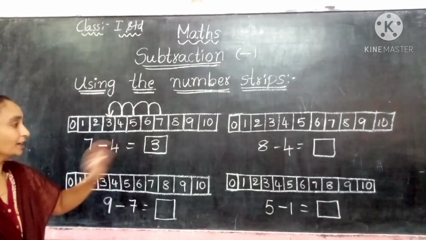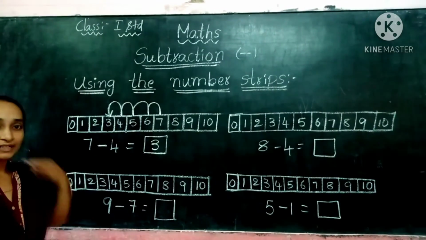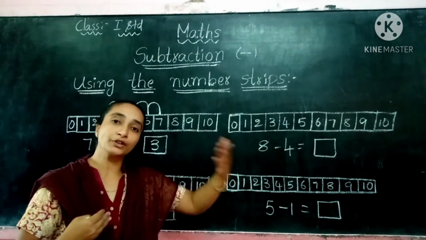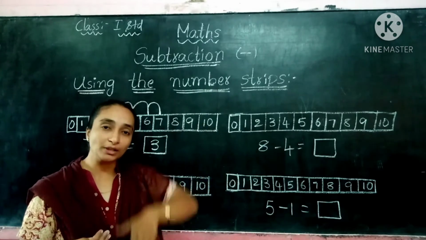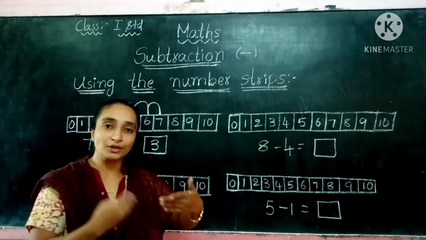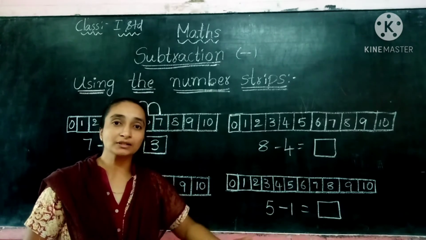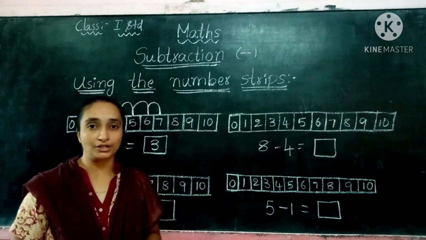Okay children, here we got the answer very easily. You just have to take the jumps, not forward, but backward. In addition, we are adding, so it will go forward jumps. Subtraction, so it will come backward jumps.